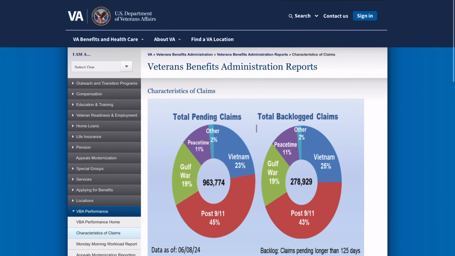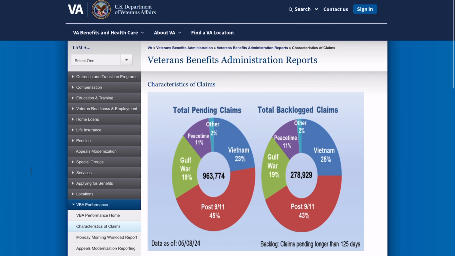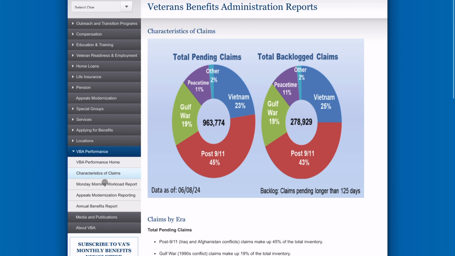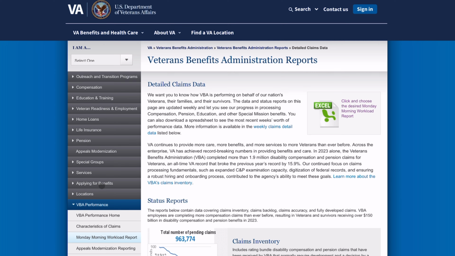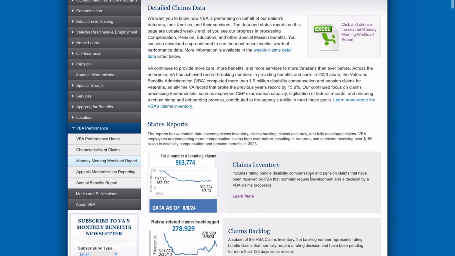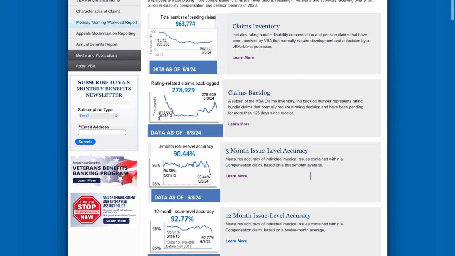All right, so let's go back up to the top here. We're going to go over to the left now. We're going to go to the Monday morning workload report. This is really important. This is the part where you get some real solid, good data out of this. So, detailed claims data. This is how Veterans Benefits Administration is performing. What is their claims inventory?